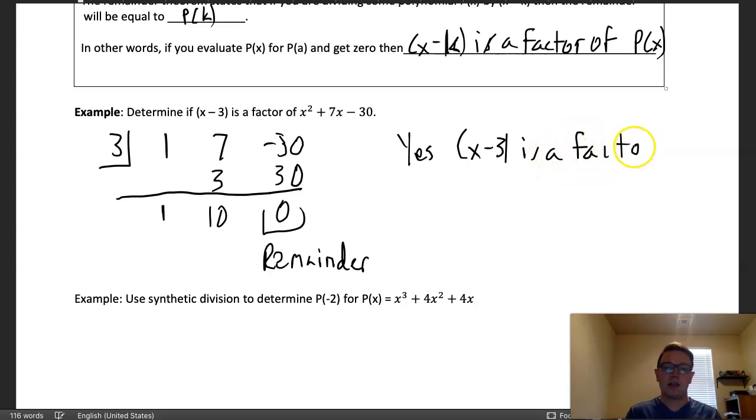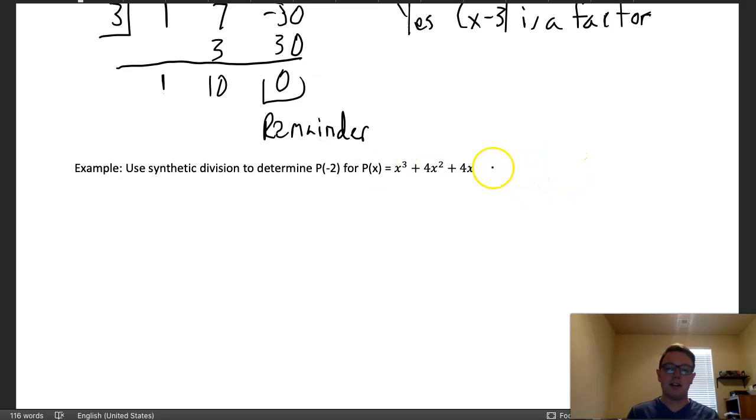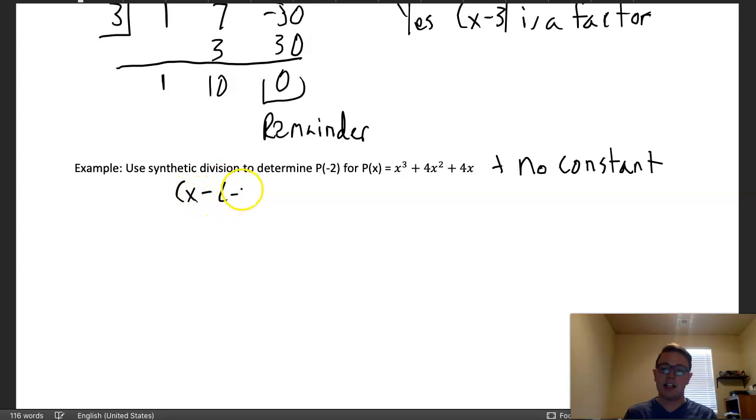Let's have you try one of these as well. So this time we're going to use synthetic division to determine p of negative 2 for x. Now be very careful, we have no constant term here. So we're going to have to include a 0 at the end. And how do we do this? Well, to determine p of negative 2, that's the same thing as dividing by x minus a negative 2. So go ahead and try to synthetically divide this.